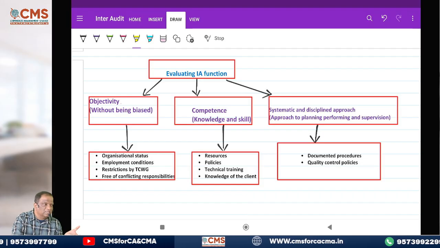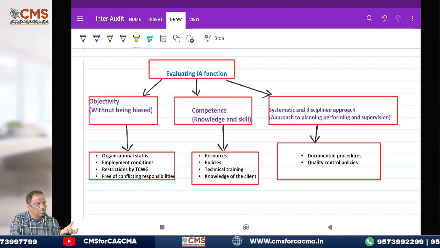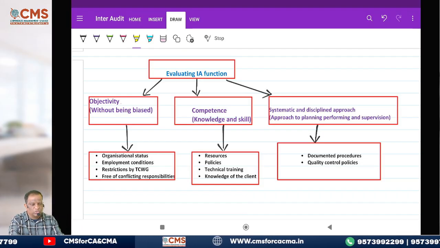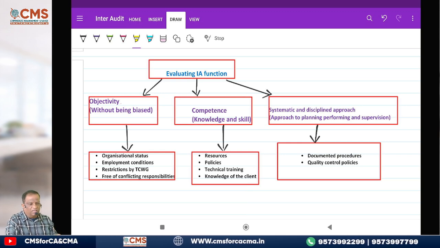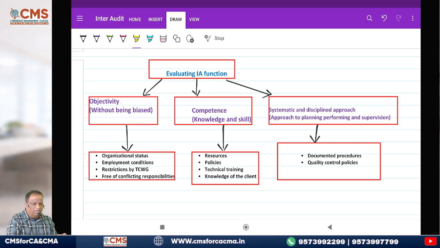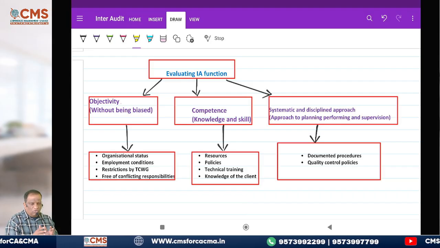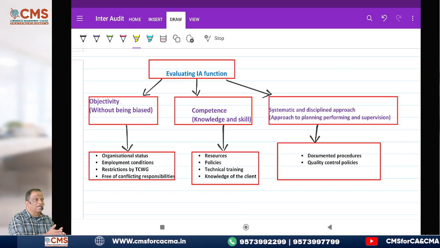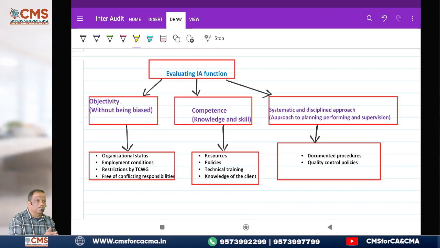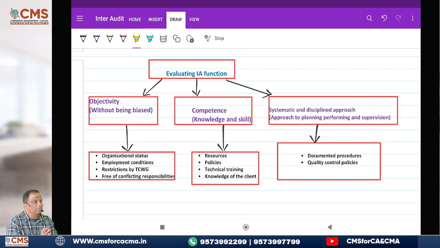So how many years of experience he has, what is his qualification, and what is the work being done? So I'll verify his competence. And finally, he may be competent, he is independent, but how did he do the work? Was there a proper disciplined approach? Like, has he prepared the audit plan? Has he prepared the sample selected list? So, was it done in a disciplined manner?